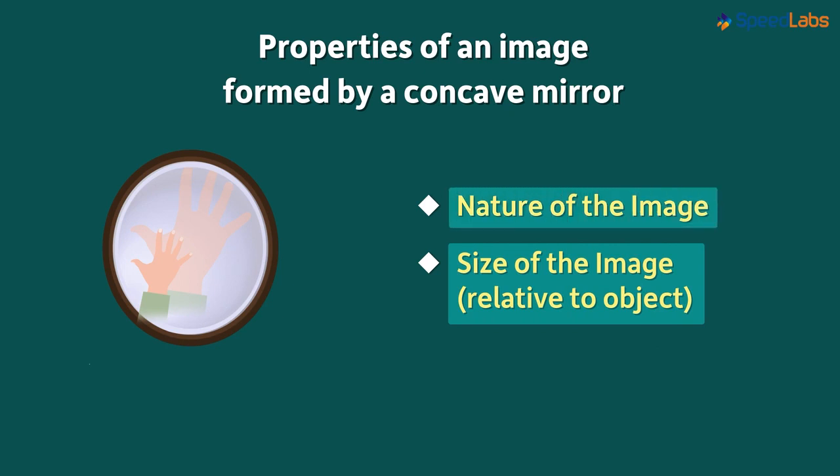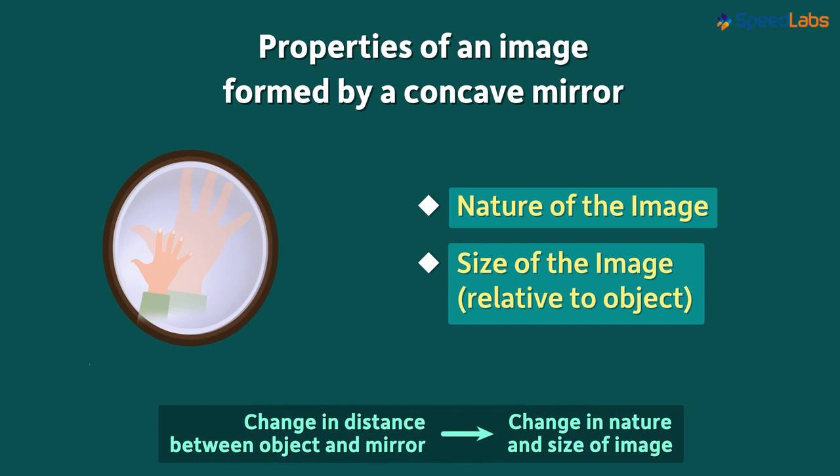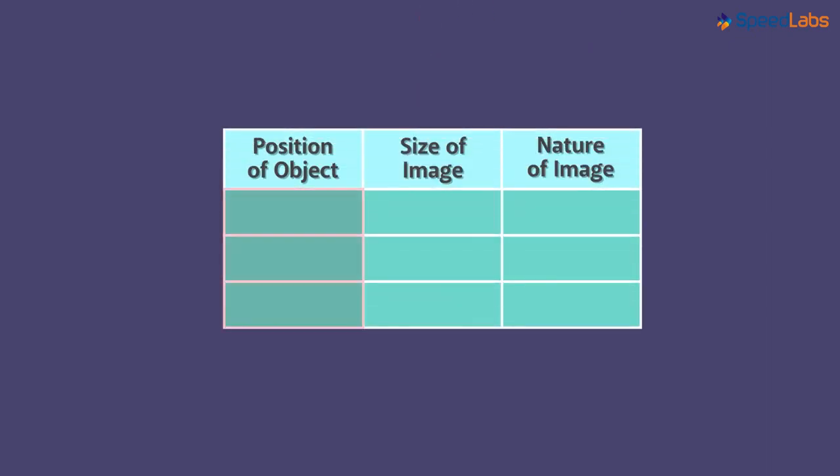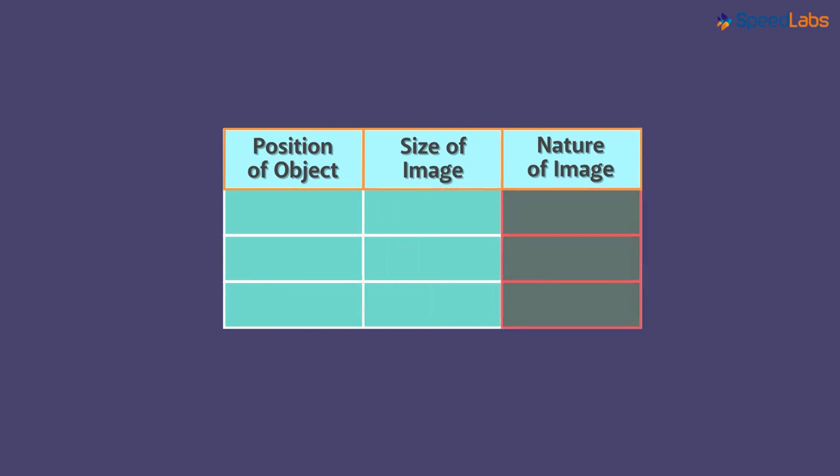As I said, all the properties of the image formed in a concave mirror vary with the object's distance from the mirror. So if the distance between the object and the mirror changes, the size and the nature of the image change as well. Let us now try to find out how this change comes about. So without boring you any further, I will make a table on the right with 3 columns. The first column will tell us where the object is positioned in front of the mirror. The second one will tell us the size of the image. And the third will tell us the nature of the image, that is, whether the image is virtual or real.